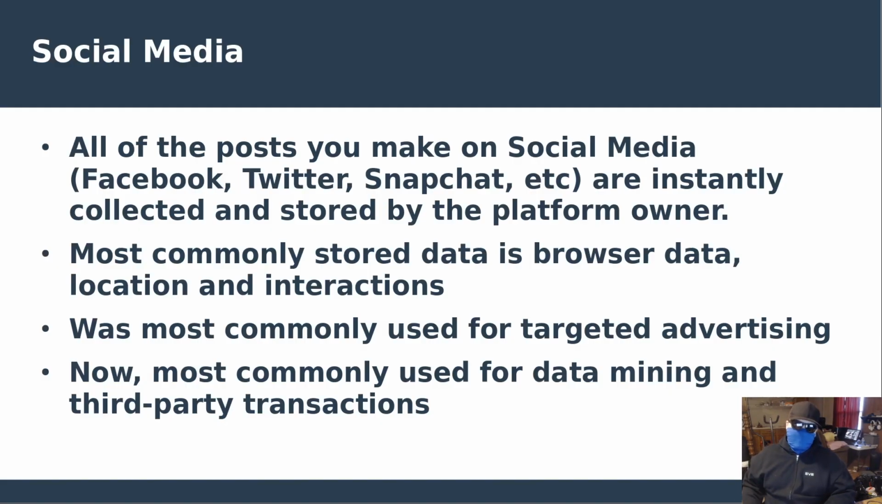Alright, let's move on. All of the posts you make on social media, especially on the most popular platforms these days like Facebook, Twitter, and Snapchat, are instantly collected and stored by the platform owner. Most commonly stored data is browser data, location, interactions, and there's going to be a couple of other parts we're going to touch on a little further on, but that's the most commonly stored data. It was most commonly used for targeted advertising.